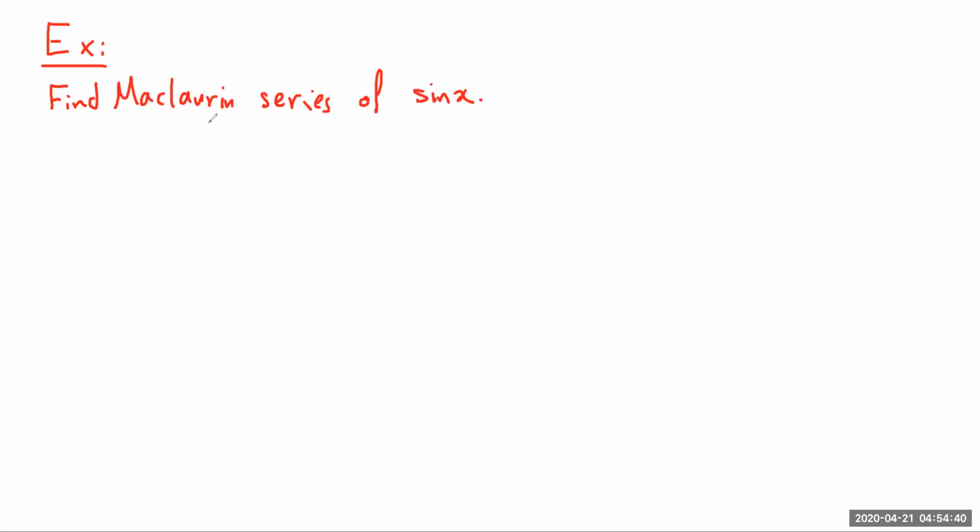The last exercise, find the Maclaurin series of sine x. Maclaurin means about 0. So I must write sine x like sigma a_n x power n from n equals 0 to infinity.